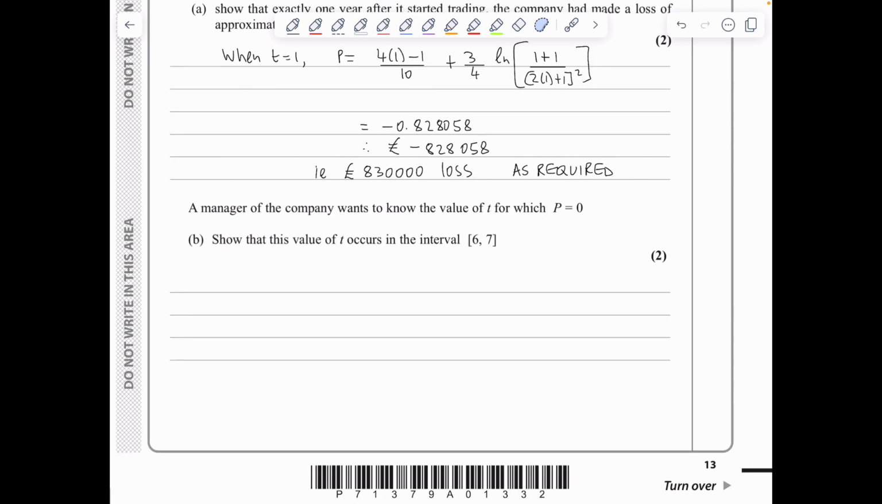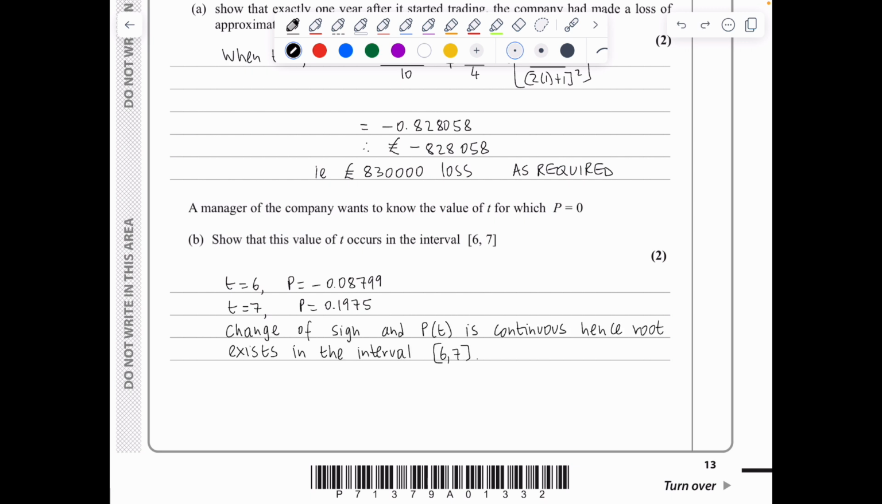A manager of the company wants to know the value of t for which P is 0, and we need to show that this value of t occurs between 6 and 7. So we're looking for a change of sign here. So I will be substituting t is 6, and this gives an answer for P of minus 0.08799, whereas for t is 7, we get P to be 0.1975. And therefore we write down that there is a change of sign, and also P of t is a continuous function, hence a root exists in the interval 6 to 7. Notice that you need to mention both the change of sign and the continuity to score the second mark.